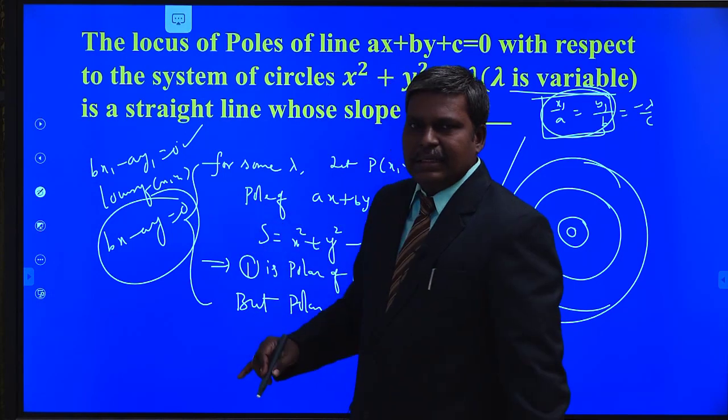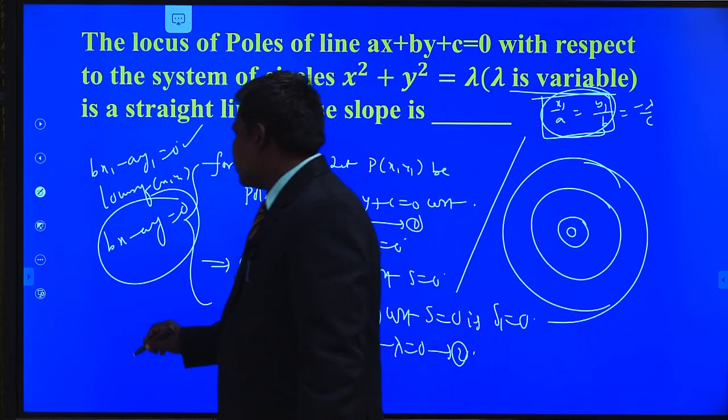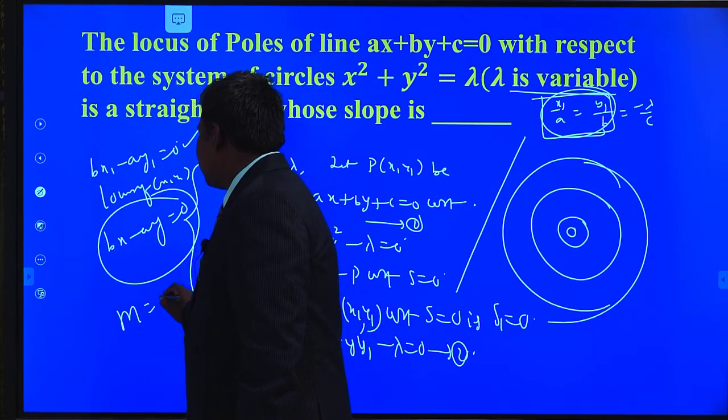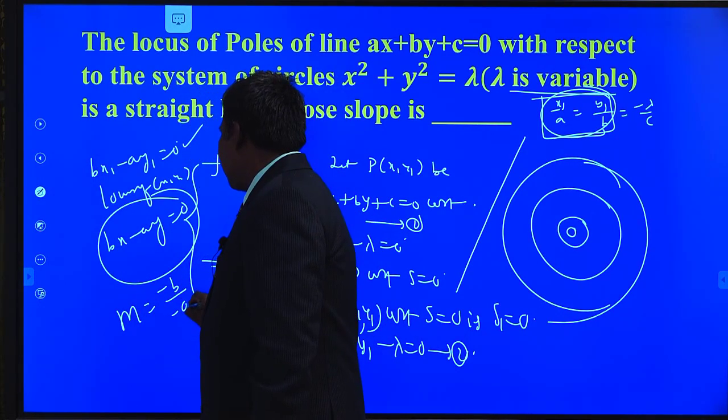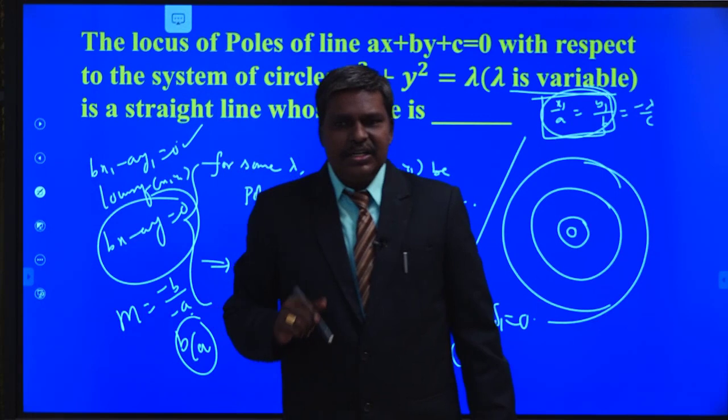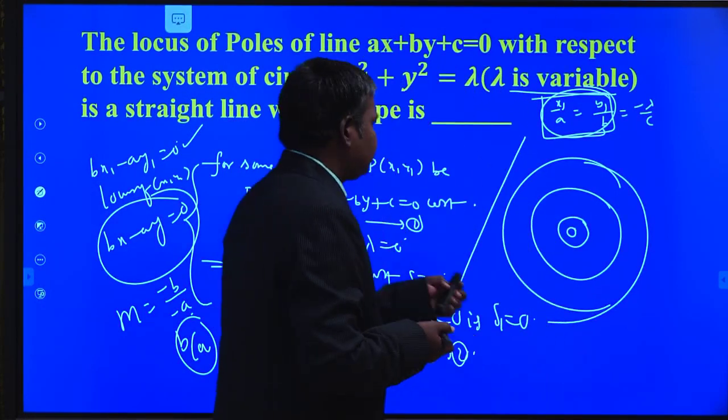Immediately you can find the slope of the line. What is the slope of the line? Minus x coefficient by y coefficient. So the slope m is equal to -b by -a, we mean b by a. So the locus is a straight line. Its slope is b by a.